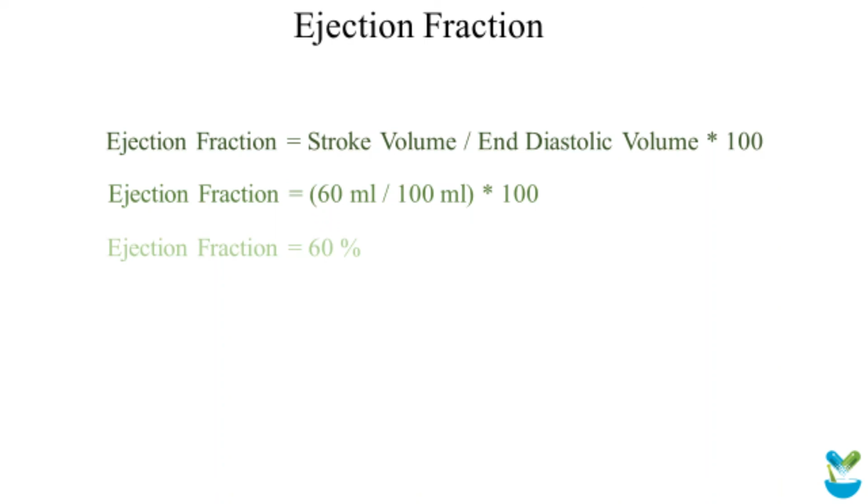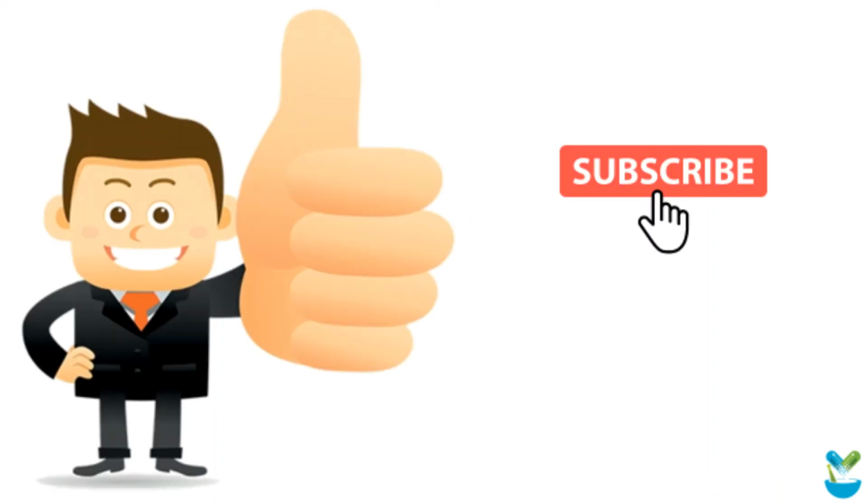It means 60% of the total blood which is there in the ventricles is ejected out, or pumped out to the body, and the normal value for the ejection fraction is 55 to 70%. That is for normal individuals.